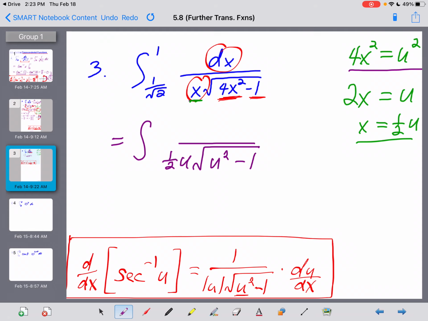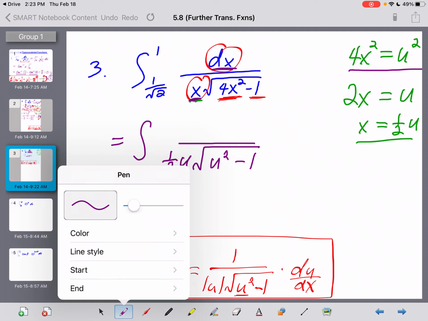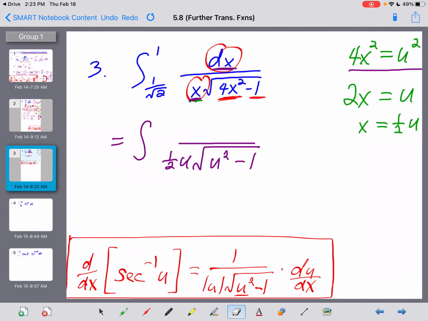So that took care of the x on the bottom. We still need to worry about the dx. And to do that, I like to do a dotted line there. All right, when we differentiate both sides of that equation, x equals 1/2 u, we're going to get dx is equal to, the constant just tags along, and that u just becomes a du.